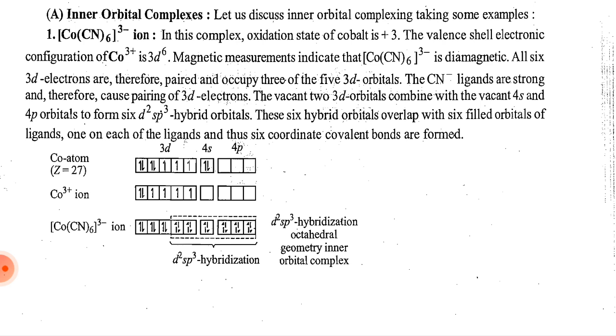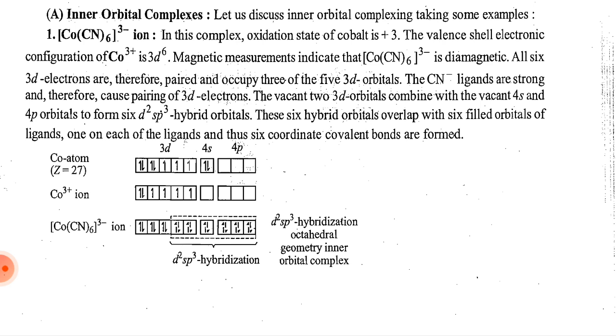Magnetic measurements indicate that Co(CN)6 3 minus is diamagnetic. All 6 3d electrons are therefore paired and occupy 3 of the 5 3d orbitals, as CN minus ligands are strong and therefore cause pairing of 3d electrons. The two vacant 3d orbitals combine with the vacant 4s and 4p orbitals to form 6 d2sp3 hybrid orbitals. These 6 hybrid orbitals overlap with 6 filled orbitals of the ligands, one on each ligand, and thus 6 coordinate covalent bonds are formed.